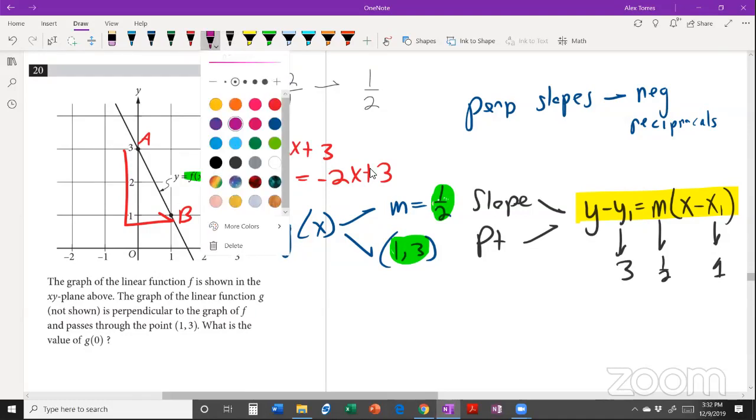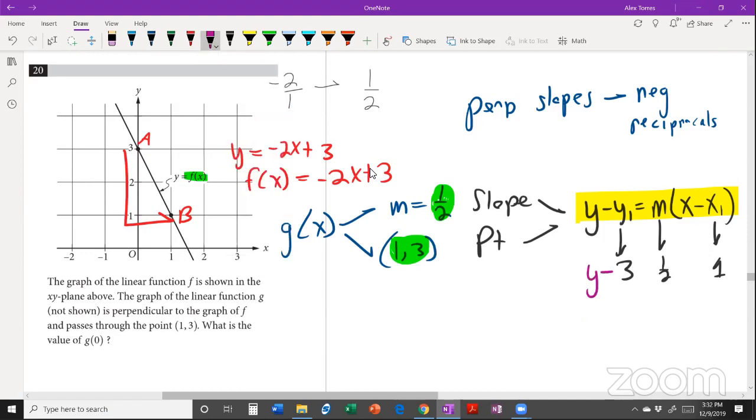So y minus 3 equals 1/2 times x minus 1. So we just filled in the rest of the formula around the x1, the y1, and the slope. Now we're just simplifying this. Well, we could simplify it into y equals mx plus b because generally we like to see them more that way. So let's go ahead and do it, but it's actually not necessary. It's just kind of a matter of making it look more beautiful.